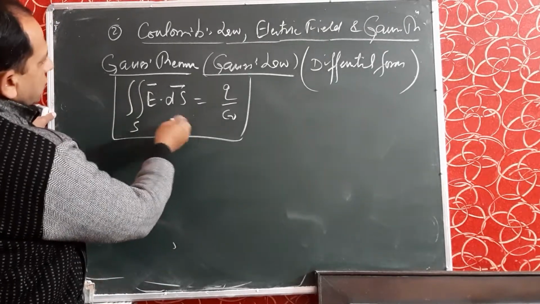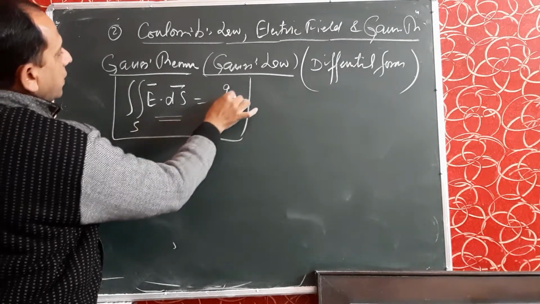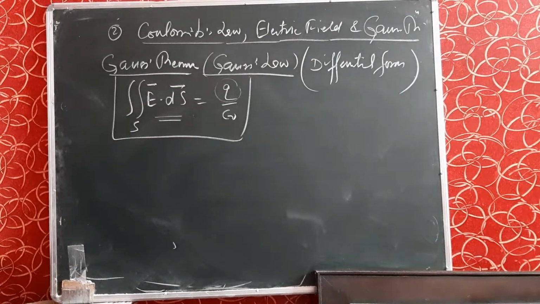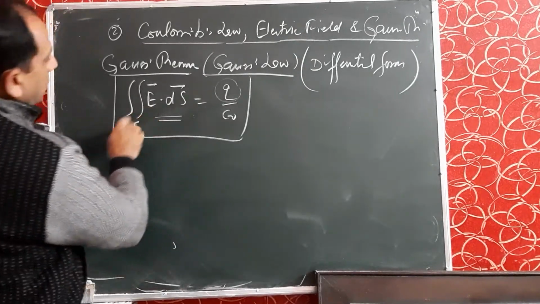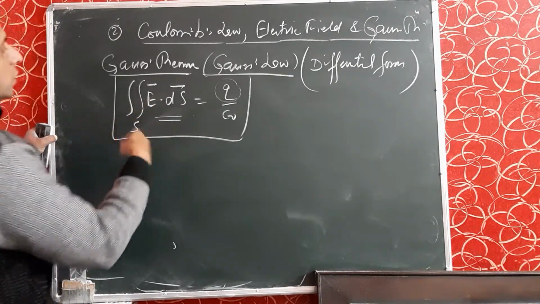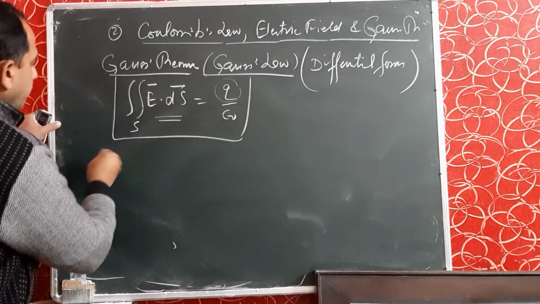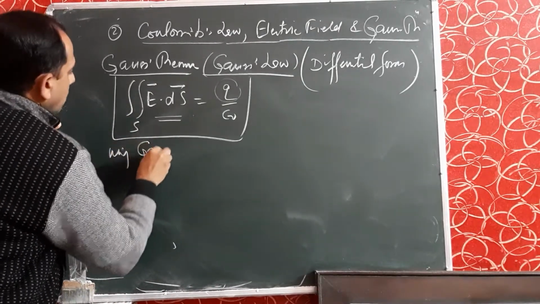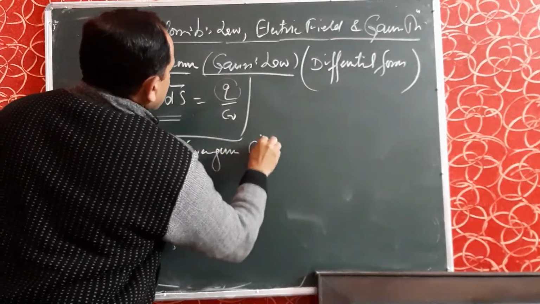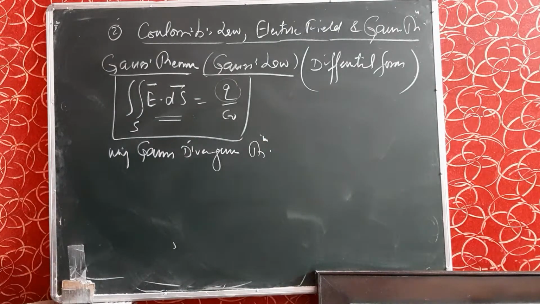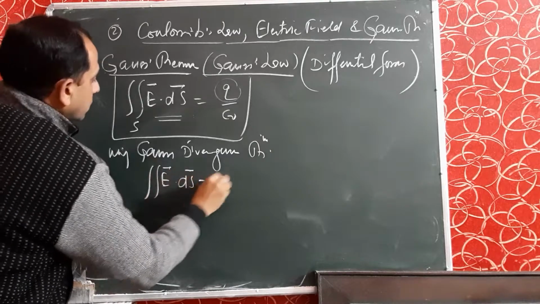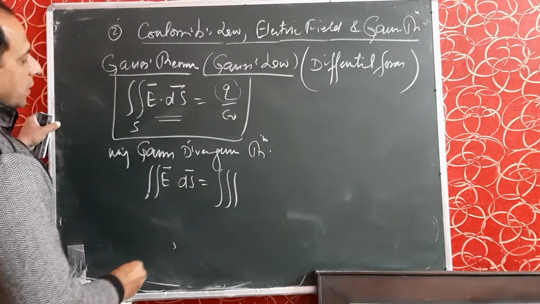We will convert left hand side and right hand side into differential form. We have already studied, that is double integral into triple integral by using Gauss divergence theorem. What is that? It is the theorem which converts double integral into triple integral.